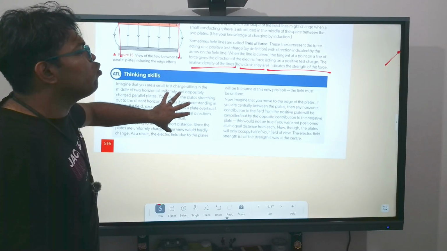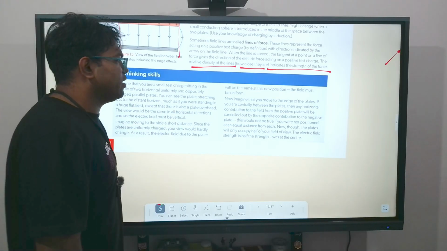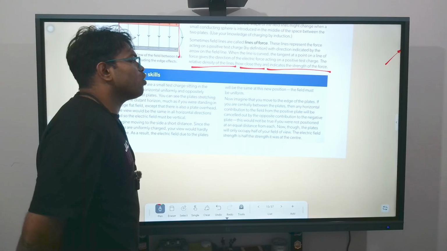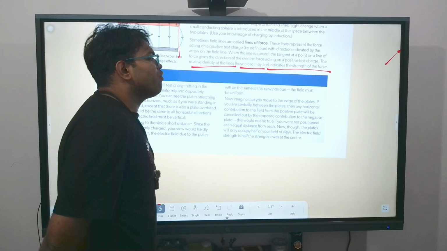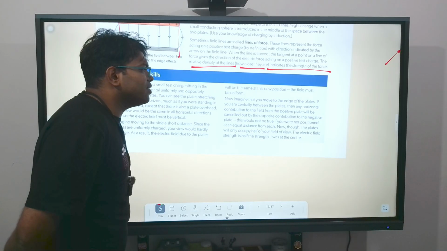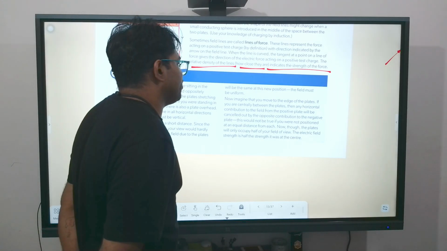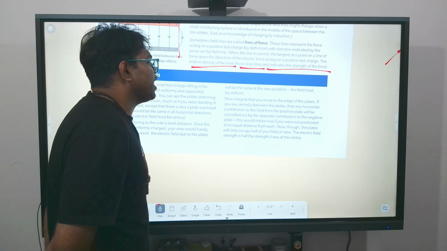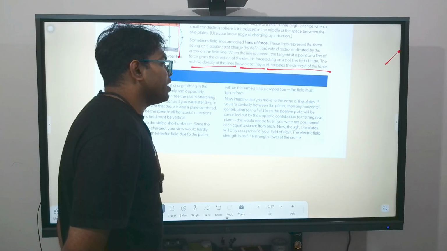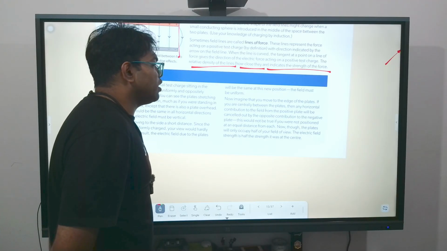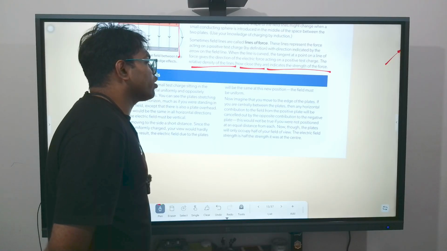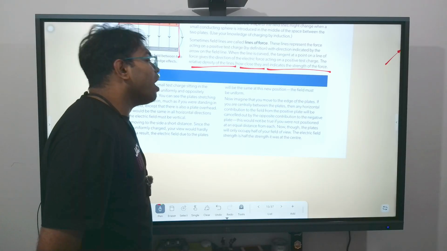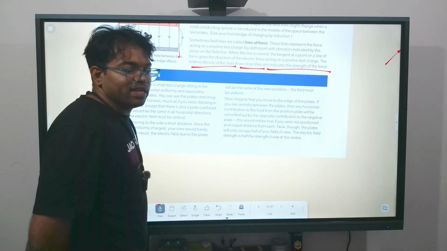Now imagine that you're moving to the edge of the plate. If you are centrally between the plates, then any horizontal contribution to the field from the positive plate will be cancelled out by the opposite contribution from the negative plate. This would not be true if you were not positioned at equal distances from each other. Now, at the edge of the plates, though the plate will only occupy half of your field of view, the electric field strength is half the strength it was at the center.